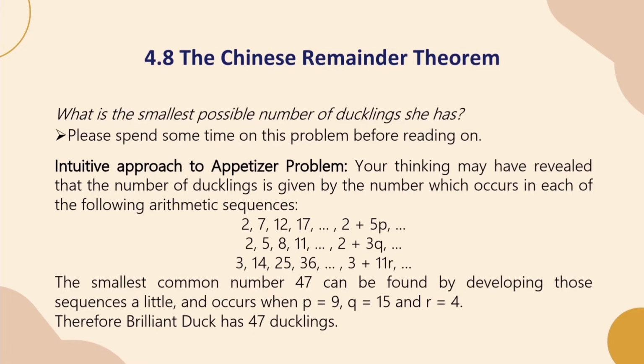The smallest common number, 47, can be found by developing those sequences a little and occurs when p equals 9, k equals 15, and r equals 4. Therefore, Brilliant Duck has 47 ducklings.